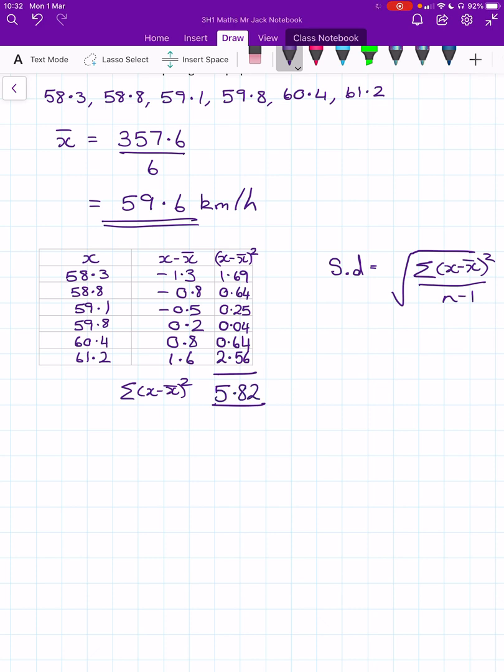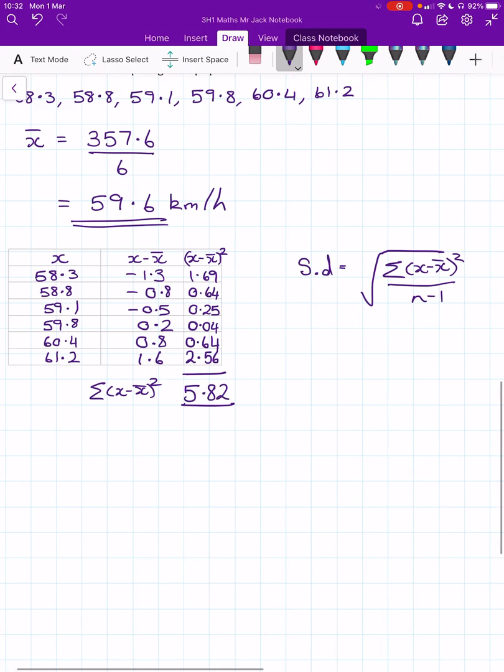Okay, now the standard deviation calculation just across here to the right is going to be the square root of 5.82 over n minus 1. N is the sample size, the number of bits of data, so we had 6 bits of data, so n minus 1 must be 5. Remember to use your fraction button on your calculator, it's probably the easiest way to do it. You put in the 5.82 and the 5 underneath your square root, and you should get 1.07.